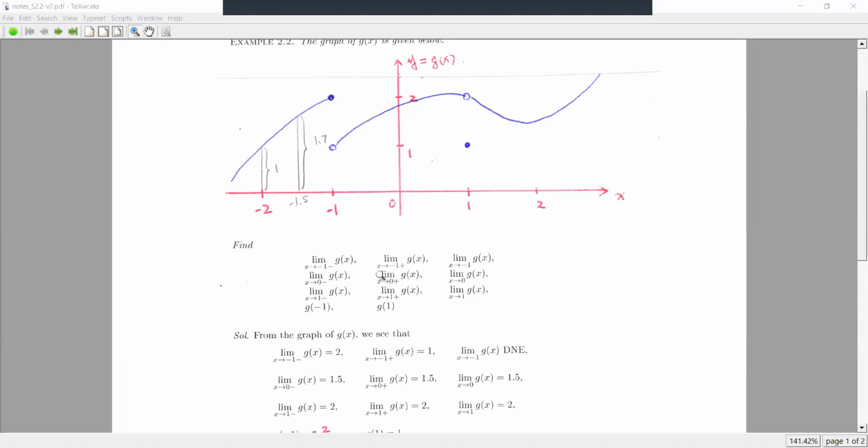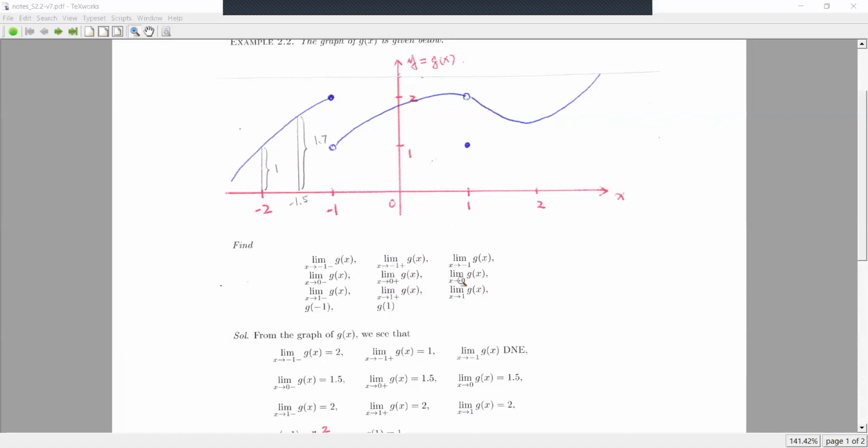Now, the next limit is a right-hand limit at point 0. X approaches 0 from the right side. The graph of the function approaches this point, the same point. This point, the height is about 1.9. So this limit is 1.9. Again, a typo, should be 1.9 here.